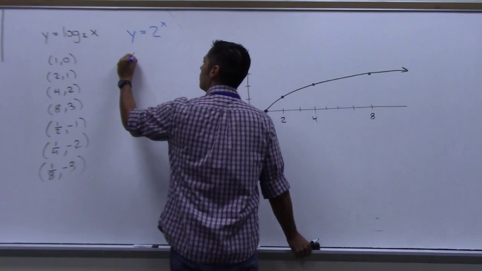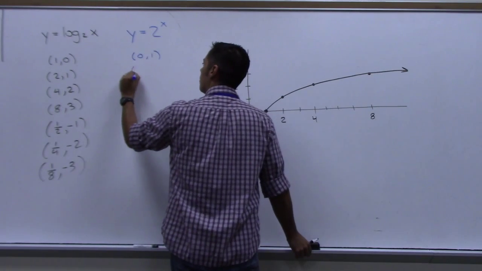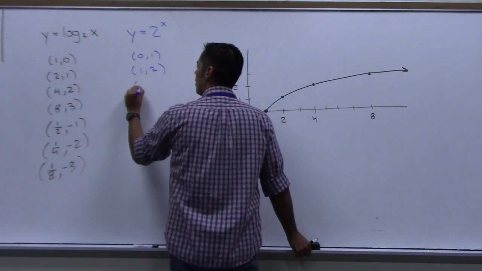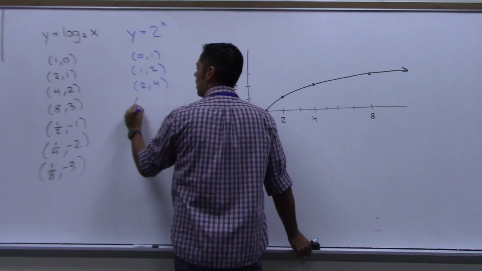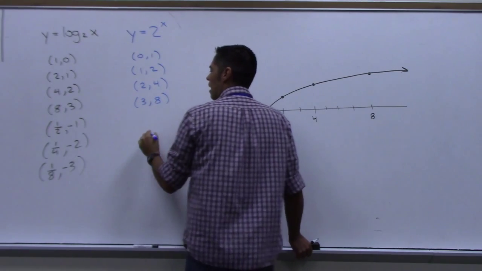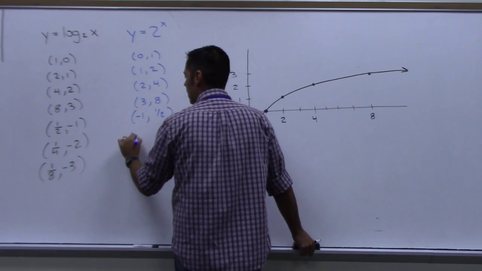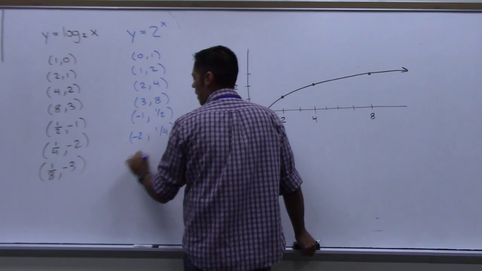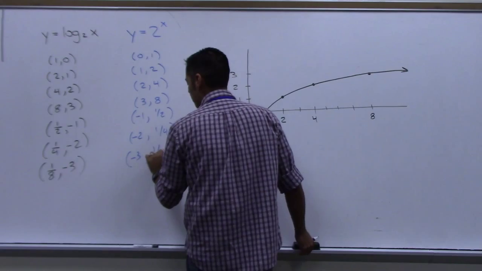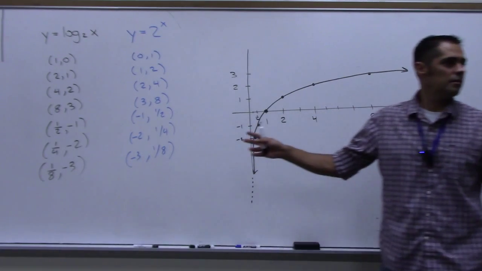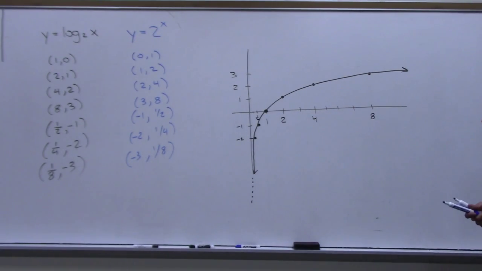the point 0, 1. We had the point 1, 2. We had the point 2, 4. We had the point 3, 8. And then when we did some negative numbers, we had -1, 1/2. We had -2, 1/4. And we had -3, 1/8. Do y'all see that? Anyone who took notes, is that in there, the table? And do you see the similarity between those?